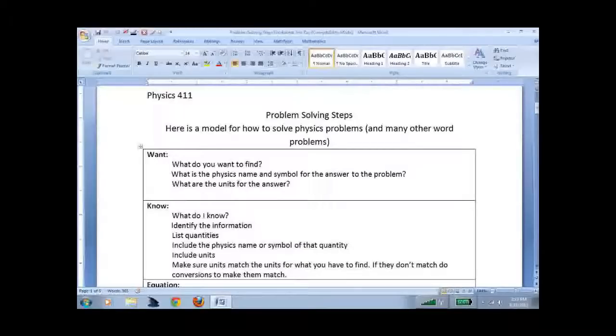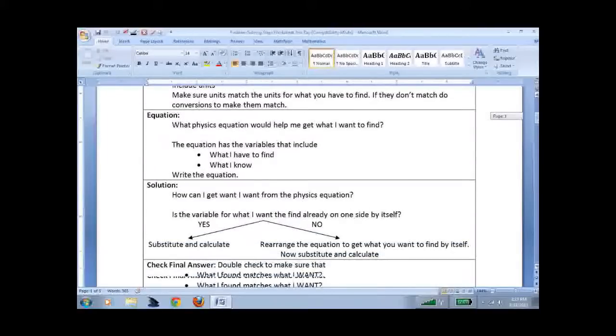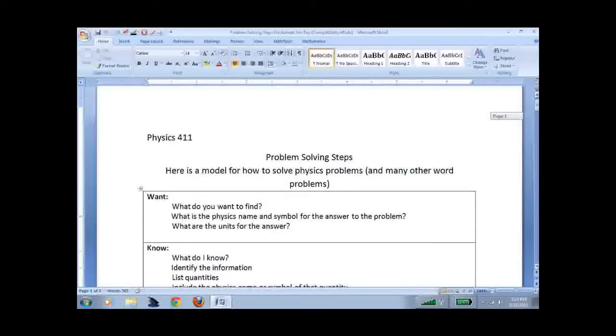Physics 411 problem solving steps. This is a model for how to solve certain physics problems and word problems in general. I'll roll through this fairly quickly, but if you have the sheet in front of you, you should pause the recording and read it. It's called a want, know, equation, solution, and check process.